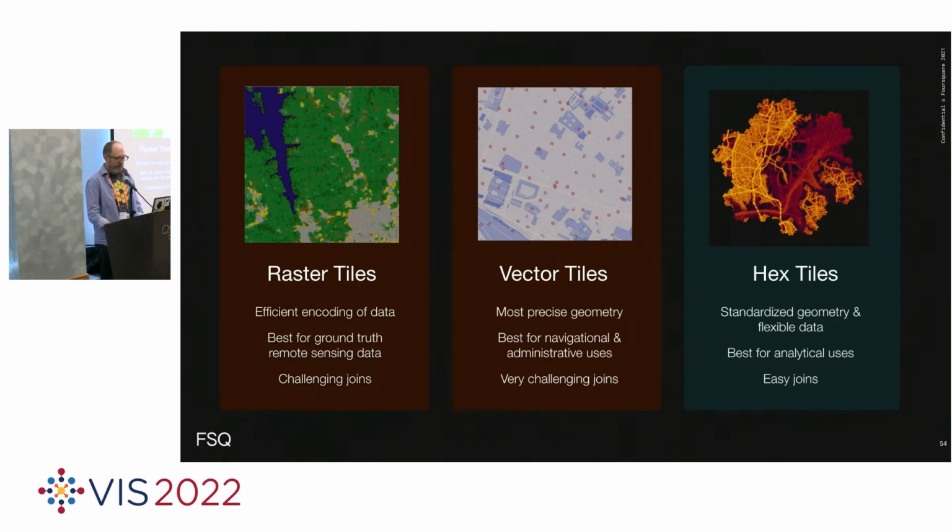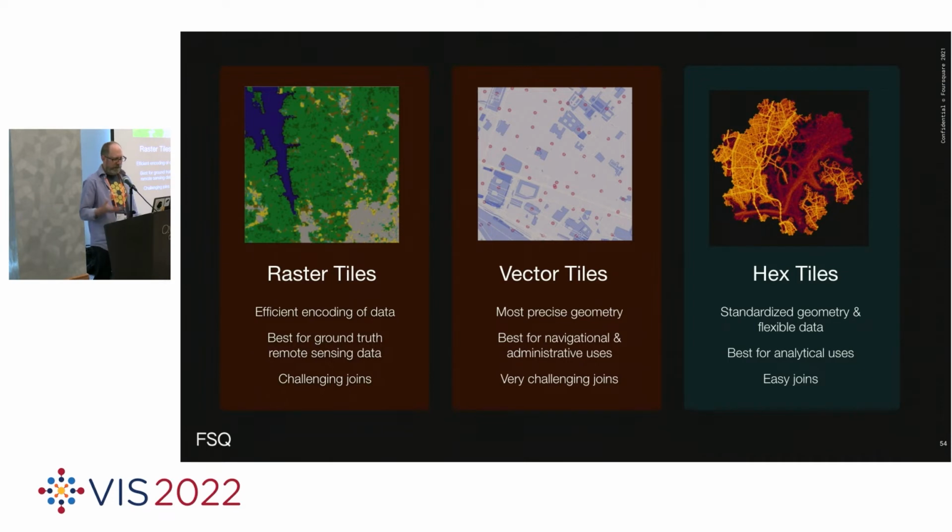Vector tiles have very precise geometry. You can have very fine-grained geometry. You can represent things like polygons with great accuracy. You can bring these in very easily if you want to draw a map for an end user. So it's really good for something like navigation or administration, where you want to bring in a map, draw it exactly, and then present it to the user. But many kinds of data analysis can be very challenging. So doing joins or other kinds of spatial operations on polygons, it's a well understood problem, but it's not a cheap one. It's a very expensive one and sometimes needs specialized systems.